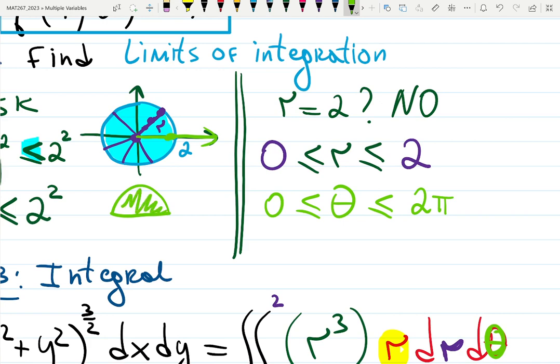We can just shrink it. If it were a quarter like that, we would adjust accordingly. So in this case, it's simple. It's just from 0 to 2 pi. So we jump from x and y into r and theta. R is from 0 to 2, theta from 0 to 2 pi, and the relationship is r squared is less than or equal to 2 squared, because x squared plus y squared equals r squared.